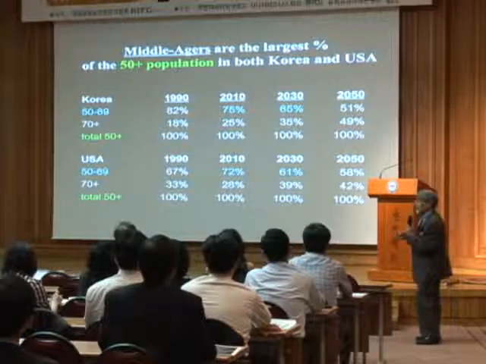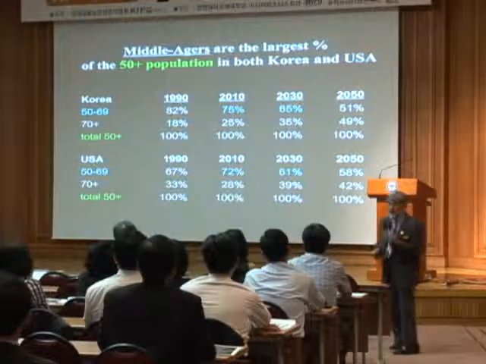The headline of this slide: middle-agers are the largest percentage of the 50-plus population in both Korea and the United States.